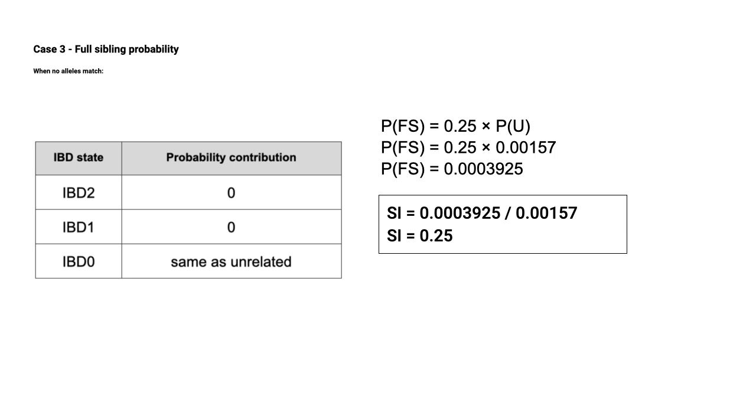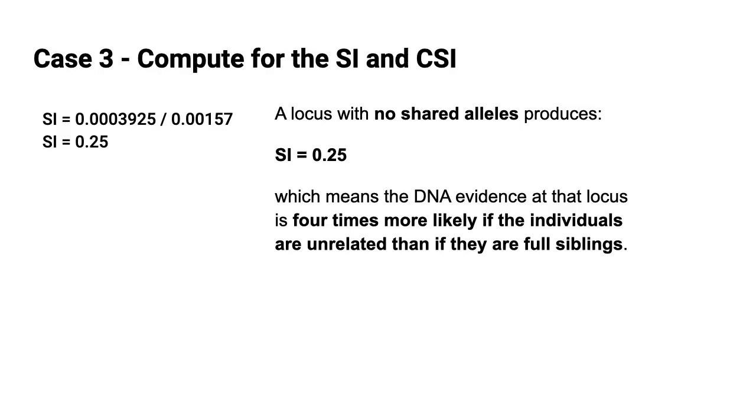Now, to compute for the siblingship index, we divide the probability for full siblingship, which is 0.0003925, by 0.00157. And the answer is 0.25. So, what does this mean? This means that a locus with no shared alleles produces a siblingship index of 0.25, which means the DNA evidence at that locus is 4 times more likely if the individuals are unrelated than if they are full siblings.